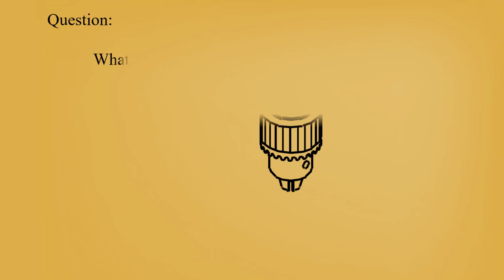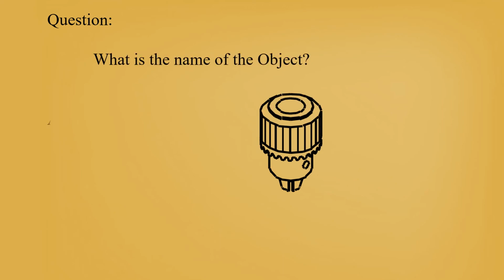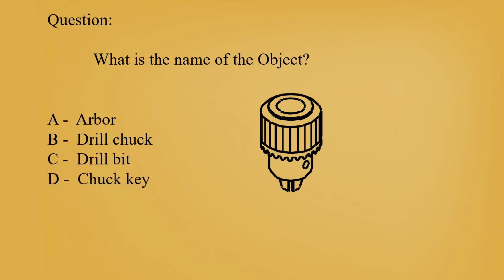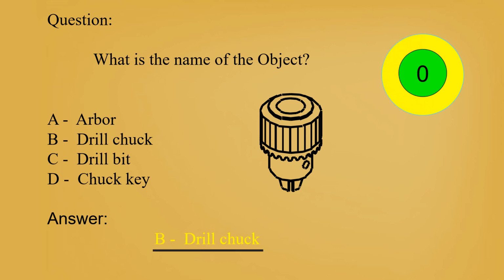Question. What is the name of the object? A. Arbor. B. Drill chuck. C. Drill bit. D. Chuck key. The answer is B. Drill chuck.